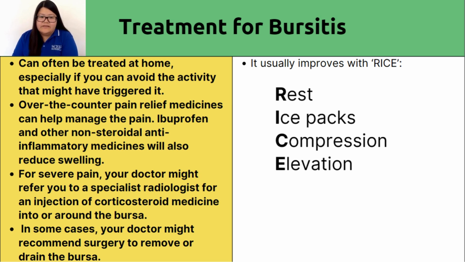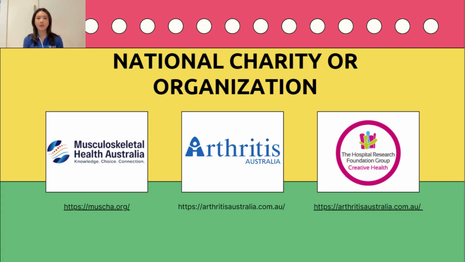In some cases, if the bursitis is particularly persistent or severe, your doctor may recommend surgery to remove or drain the bursa. The charities and organizations in Australia for chronic musculoskeletal disease, including Musculoskeletal Health Australia, Arthritis Australia, and the Hospital Research Foundation Group, support people with arthritis and musculoskeletal conditions. They provide consultations, self-care strategies, community programs, support groups, education, research, and access to NDIS and MyHealthcare, improving quality of life and managing pain.